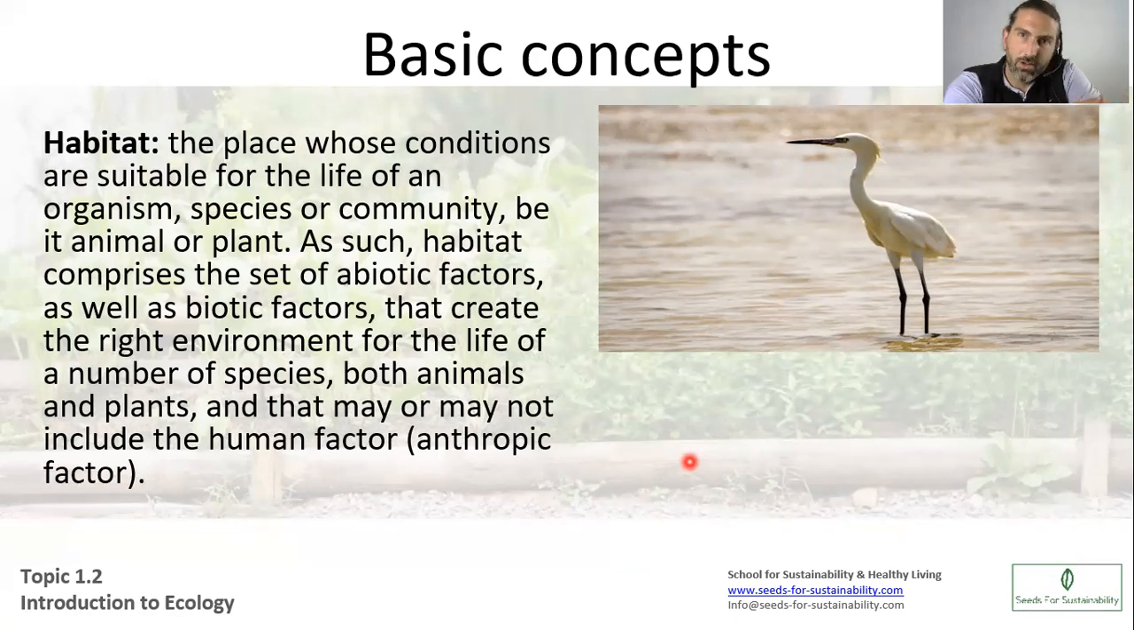Let's go back to the chart. Do you think the savanna is a good habitat for a shark? Do you think the forest is a good habitat for the shark? So habitat depends on the thing that we're talking about. So as such, habitat comprises a set of abiotic factors as well as biotic factors that create the right environment for the life of a number of species, both animals and plants, and that may or may not include the human factor.